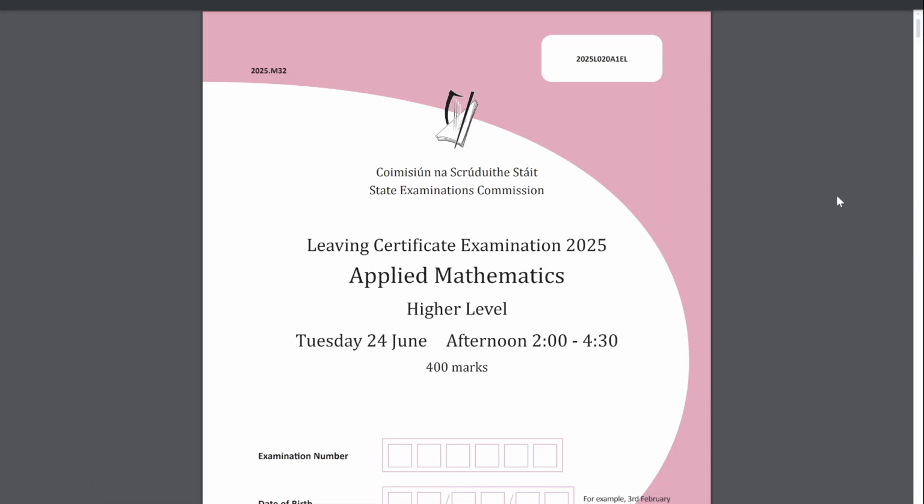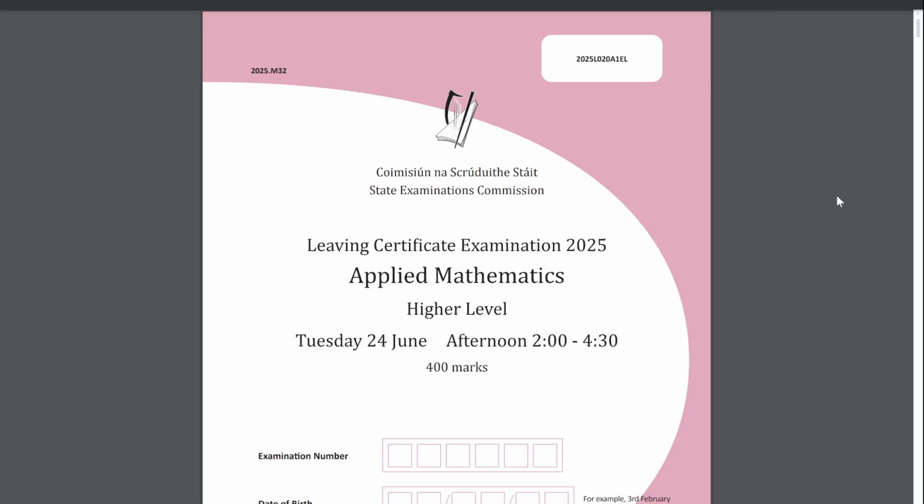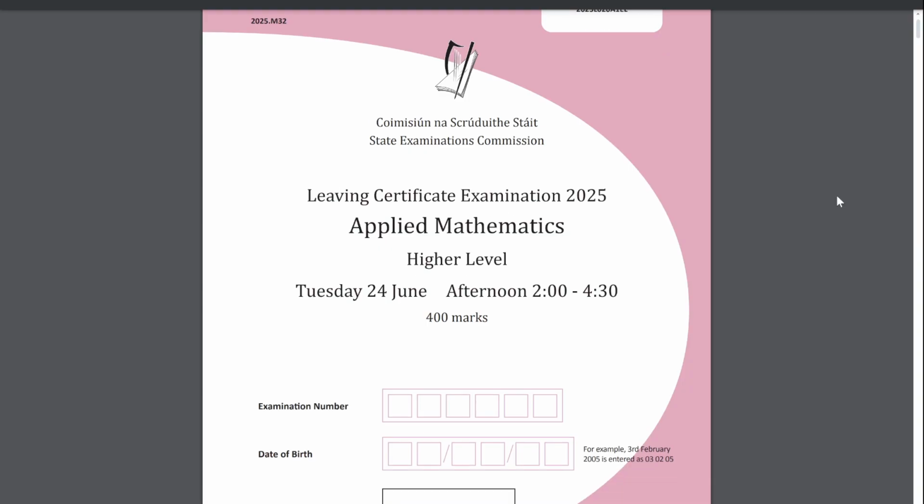Hello, this is going to be my review on the final exam, the Leaving Certificate higher level applied mathematics paper. So I had a little squiz at this. Now, it did take a while to get on the SEC website, so I know people scanned it online. I just wanted to wait for the official SEC copy to be released.